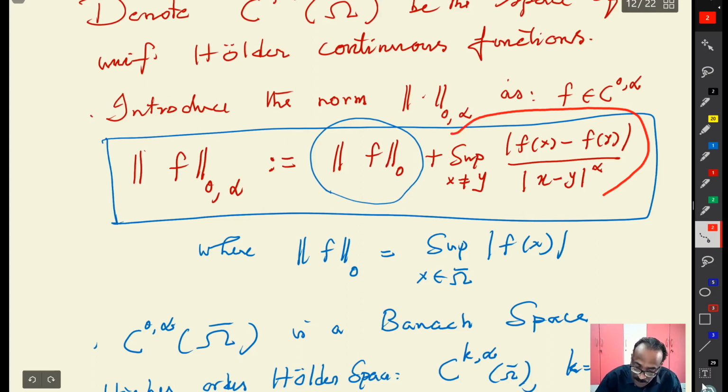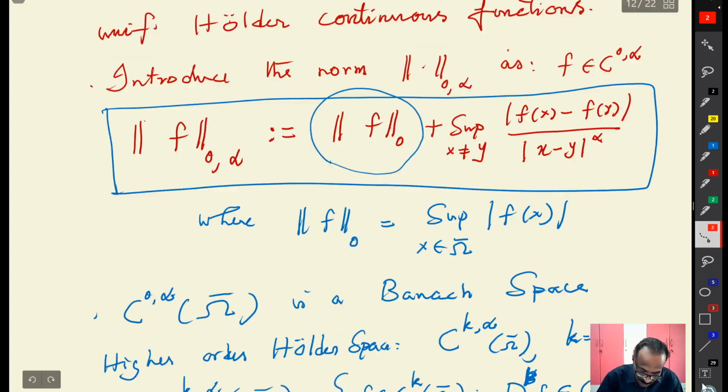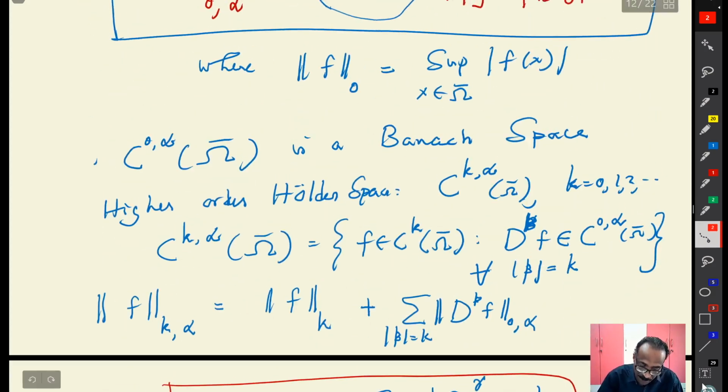In addition to that, you have an extra property. Whenever you are defining a norm, if you want to recover that property, it should be embedded in your norm definition. If you don't include that extra property in the norm, you will not recover that property when you do a limiting analysis. And with this it's a Banach space.